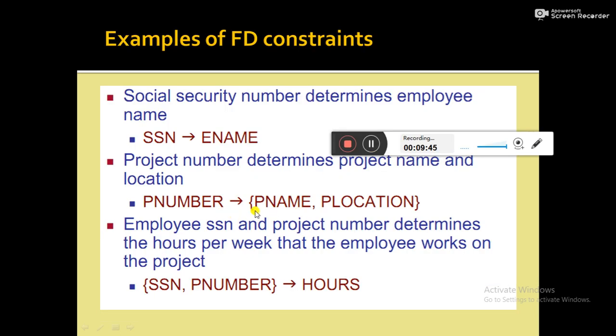Similarly, the other example is P name and P location. As a combination, they are functionally dependent on P number. So we can write it if, for a particular project number, there is a unique combined value of P name and P location, then we can write P number arrow P name, comma, P location. You can check it based on the data set provided in the relation shown in my previous slide.